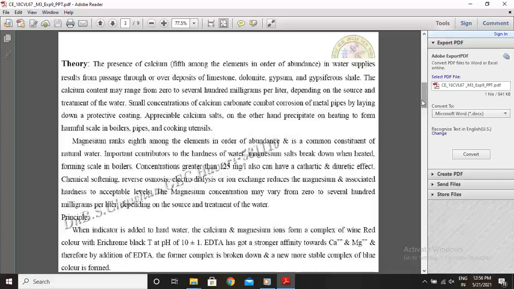Now see the principle of this experiment. When the indicator is added to hard water, the calcium and magnesium ions form a complex of wine red color with Eriochrome Black T at a pH of 10 plus or minus 1. EDTA has a stronger affinity towards calcium and magnesium, and thereby by addition of EDTA the former complex is broken down and a new, more stable complex of blue color is formed. This is the principle of this experiment.